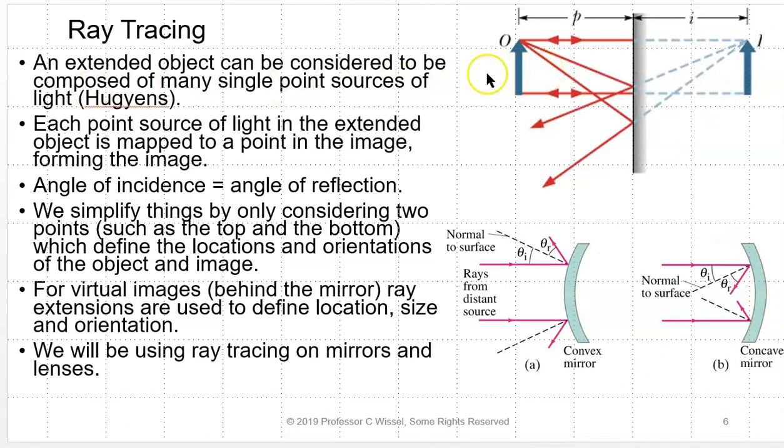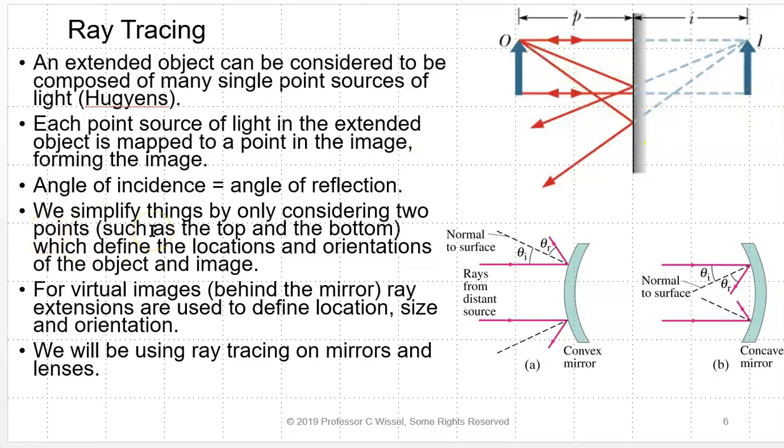Now, ray tracing can be used to determine the orientation and location of an image. And any extended object can be considered to be composed of many single point sources of light. That's Huygens' principle. Each point source of light in the extended object can be mapped to a point on the image, and that will form the image. The angle of incidence for a mirror is going to be equal to the angle of reflection. We can still use that.